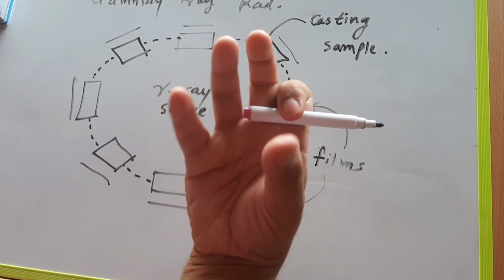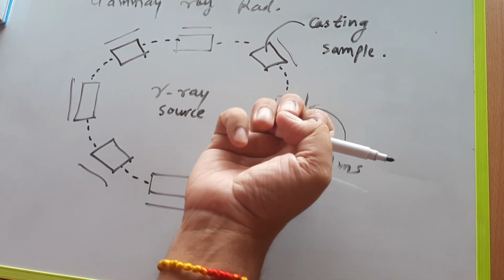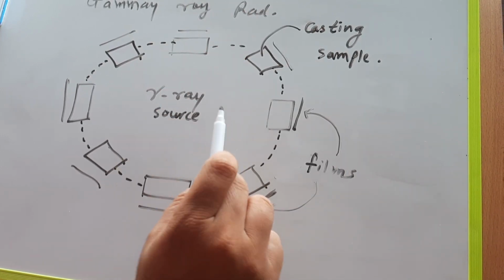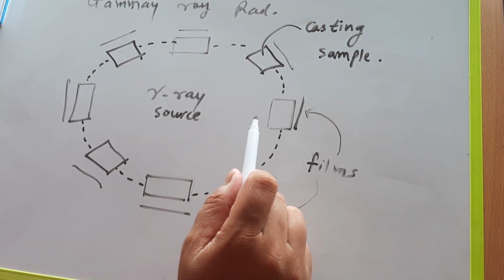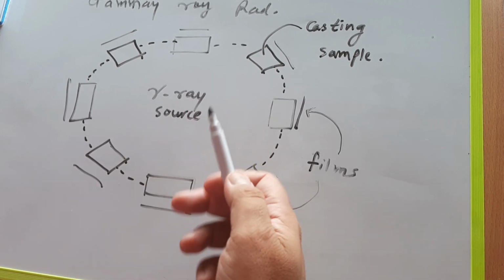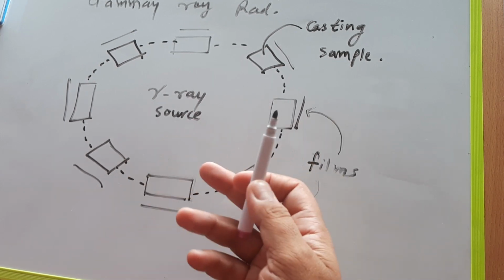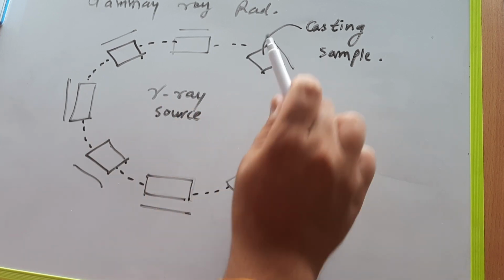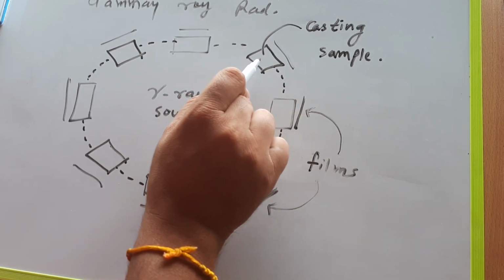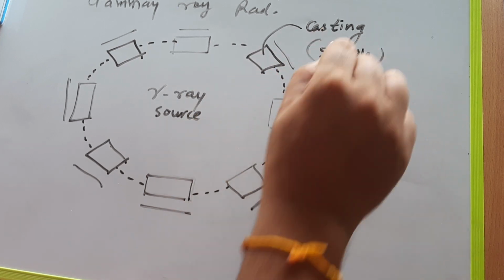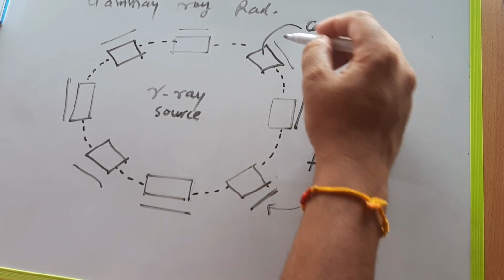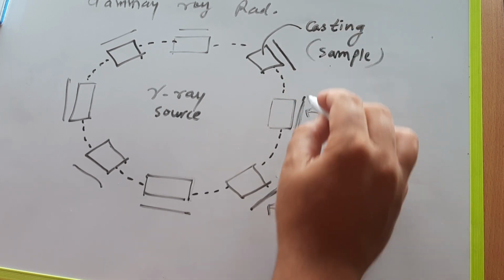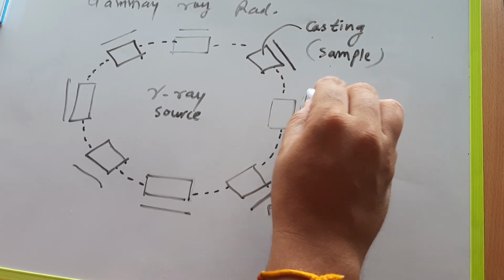Because it is radioactive material, it emits the gamma rays in all directions spontaneously. So what happens is, this can be even much faster. At a time you can have multiple testing getting done. The square thing is shown as a casting, which is a sample basically, and just after that there is a photographic film. This line is shown as a photographic film.